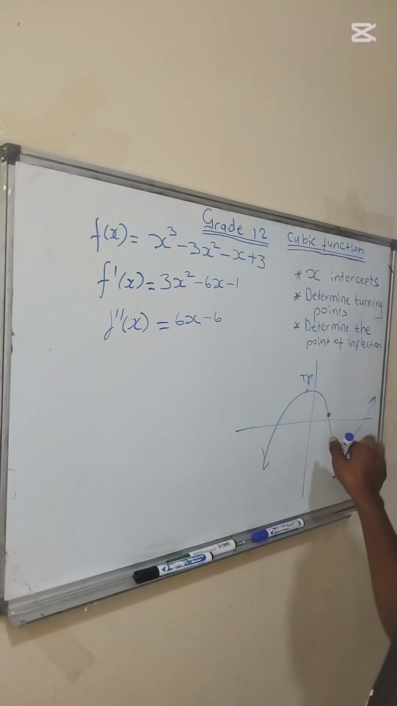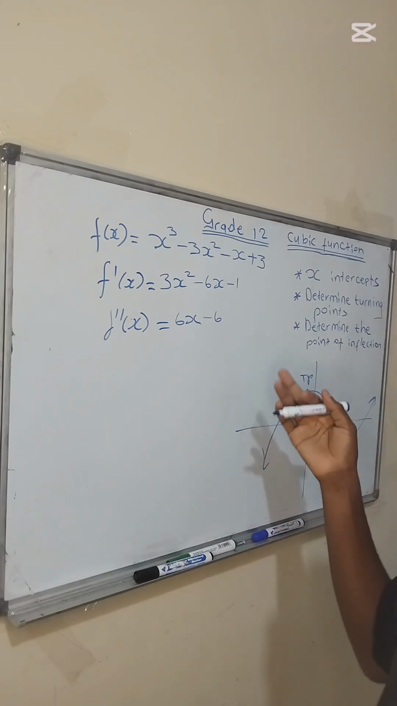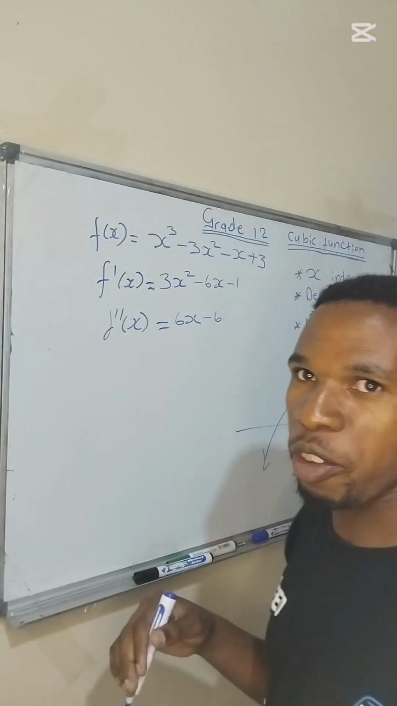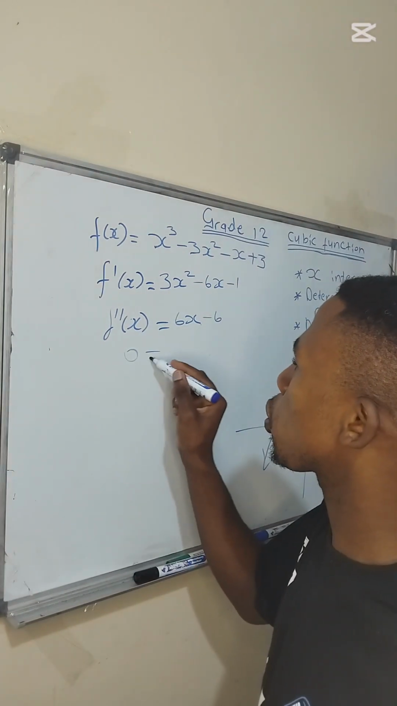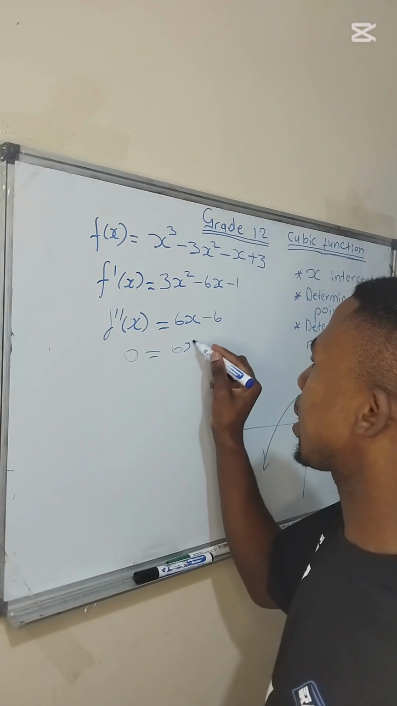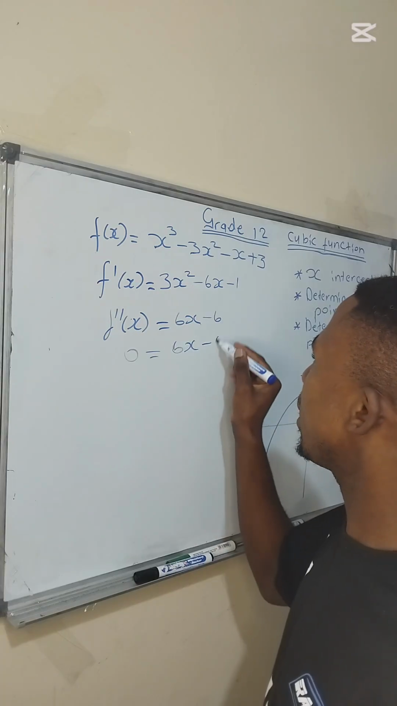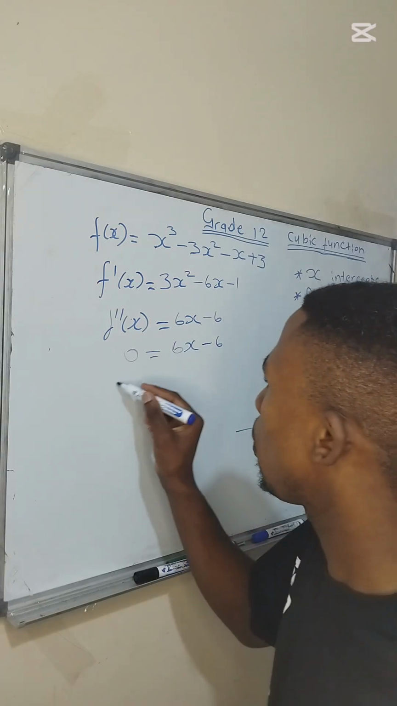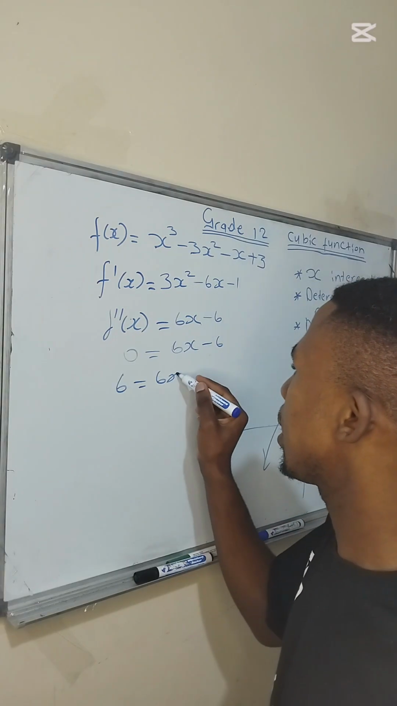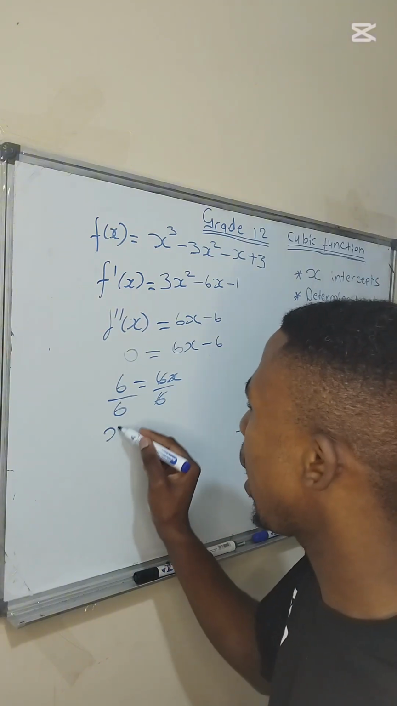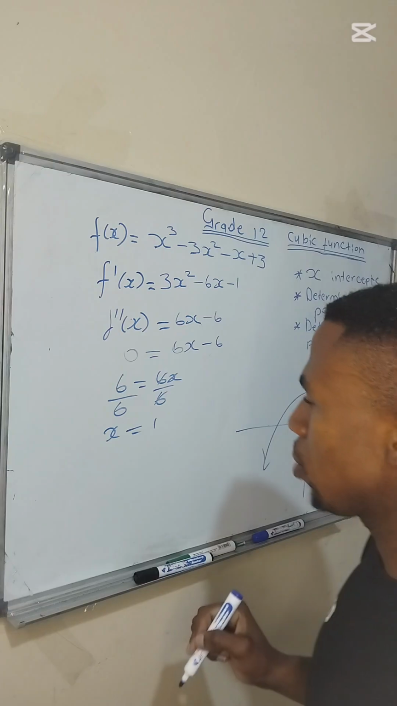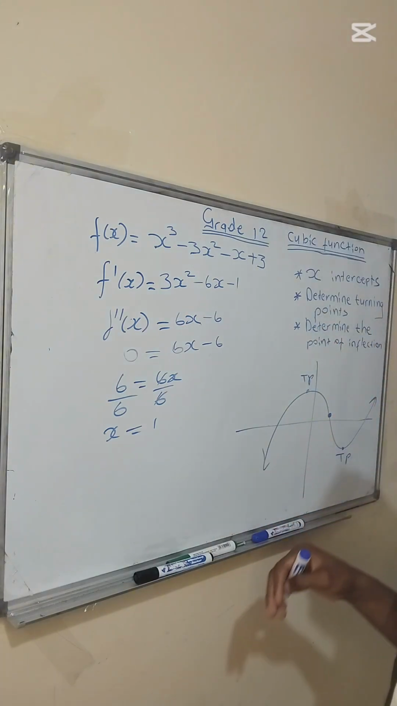In order for you to find the x-coordinate of this portion, which is the x coordinate of the midpoint, you just need to equate your second prime to 0, then you solve for x. Then you have 6x minus 6, then you transpose. We have 6 equal to 6x, divided by 6 both sides, then our x is equal to 1, which means the x coordinate there is equal to 1.